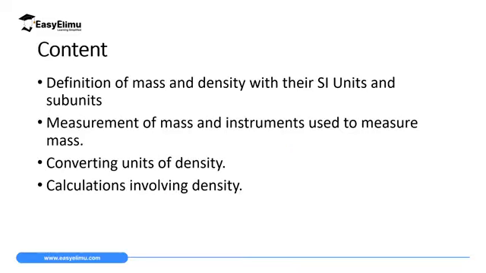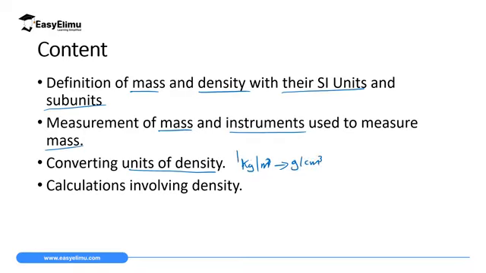By the end of this lesson, I expect you to be able to define mass and define density with their correct SI units and subunits. So we are going to see units and subunits of mass and density, and then explain how to measure mass and the instrument used to measure mass. Convert units of density. We are going to convert units from the SI unit, which is kilogram per cubic meter, to grams per cubic centimeter. So we are going to see how to interconvert that. And then finally, calculations involving density.